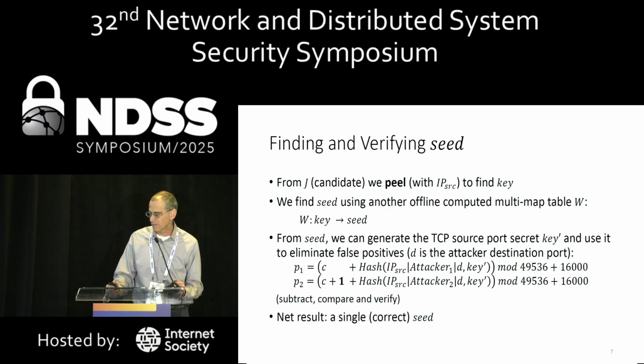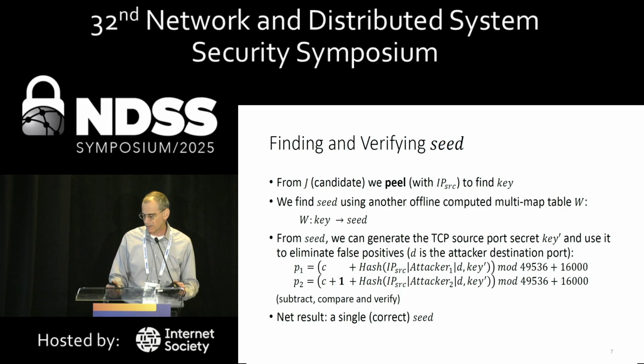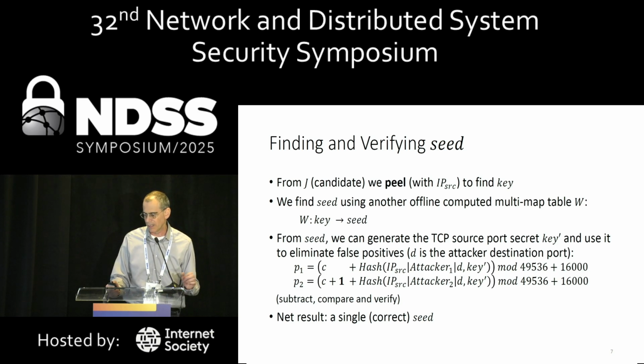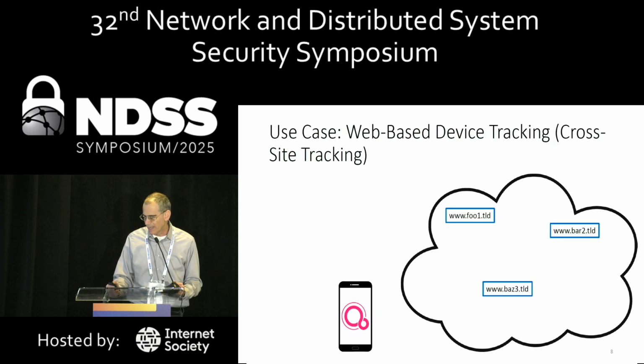And from the seed, we generate the other TCP secrets, the 3 TCP secrets. One of them is the TCP source port secret, key prime. And we use that to verify with the 2 TCP source ports that are generated by Fuchsia for the TCP SYN packets. And we can subtract, compare, and verify that we have matching left-hand side and right-hand side. And the net result is that only a single correct seed would survive this verification.